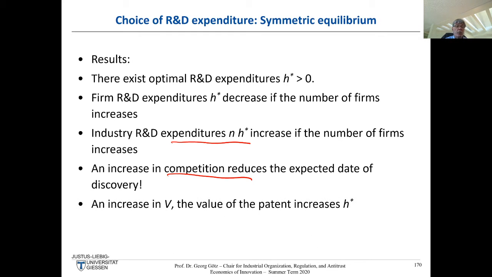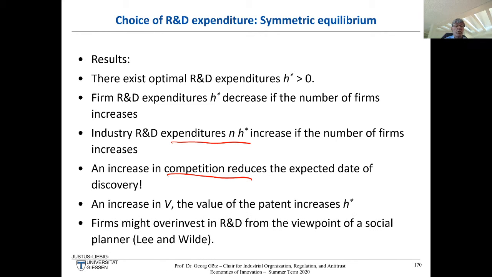And of course, that's what I told you. If the value of the patent increases, firms invest more in R&D. What we see here, again, is that firms might overinvest in R&D from the viewpoint of a social planner. But here again, there's a discussion between Lee and Wild, and two important contributions from the early literature some 40 years ago on patent races.